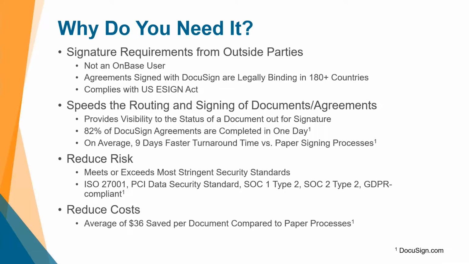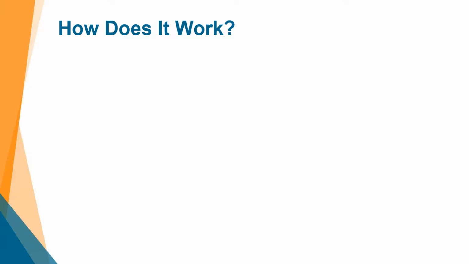Ultimately, you're reducing costs. DocuSign, again, provides a statistic saying that you're saving $36 per document compared to paper signing processes. And finally, it's eco-friendly. If we have to go the hard copy route, you're generating paper. There's obviously carbon going into the atmosphere for getting that document from point A to point B and point B to point C, so on and so forth. Everything being done electronically is friendly for our environment. So how does it work?